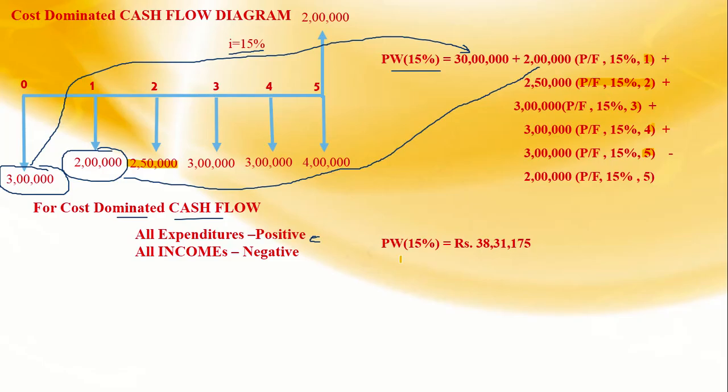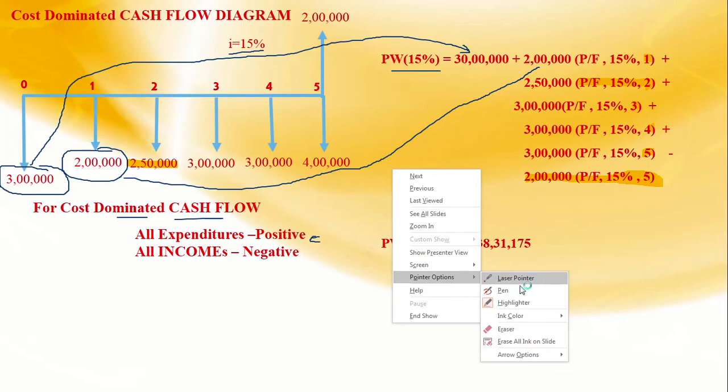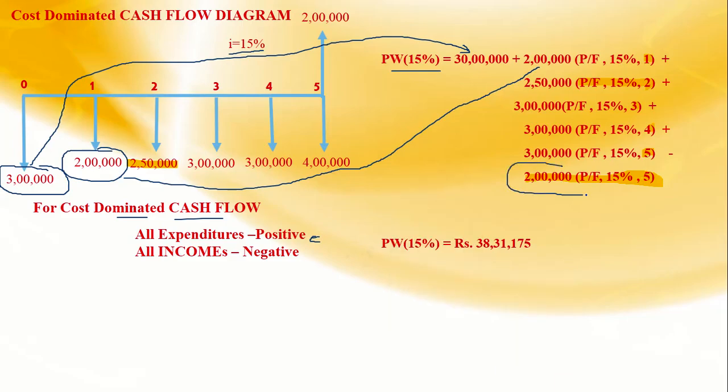Then finally that company can earn something through the salvage value. It is 2 lakh, P/F, 15%, 5 years. It is a single payment. It is 5 years, so we are going to use 5. It is P/F, 15%, 5. You can get these values in your data book. Finally, PW of 15% is rupees 38,31,175. This is the value for the cost dominated cash flow diagram.